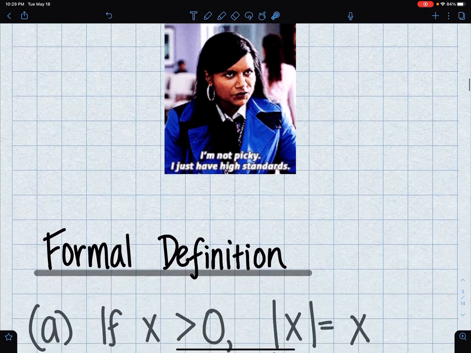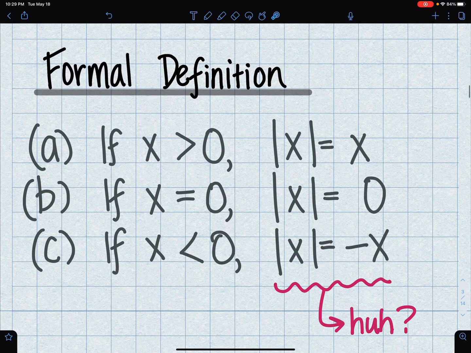Yeah, some of these mathematicians I feel like are a little bit picky, but this is going to be the formal definition for absolute value. And the formal definition has 3 parts, and you have to pay attention to these as I go over it, okay? So let's talk about A first.